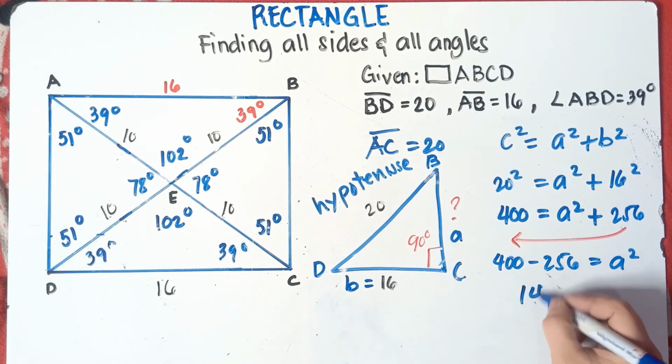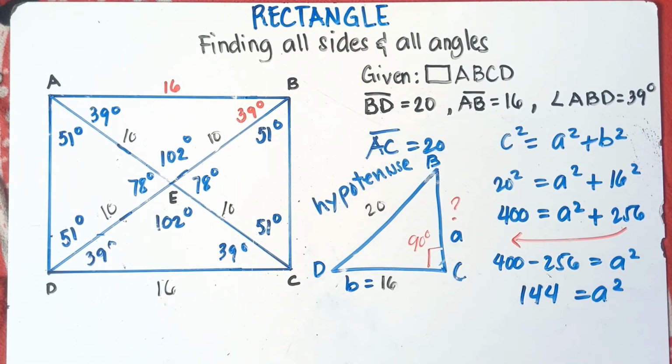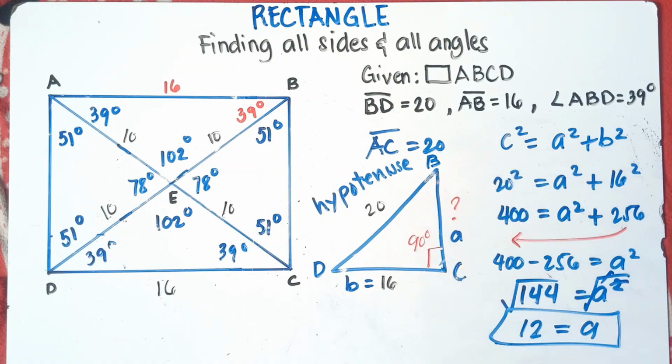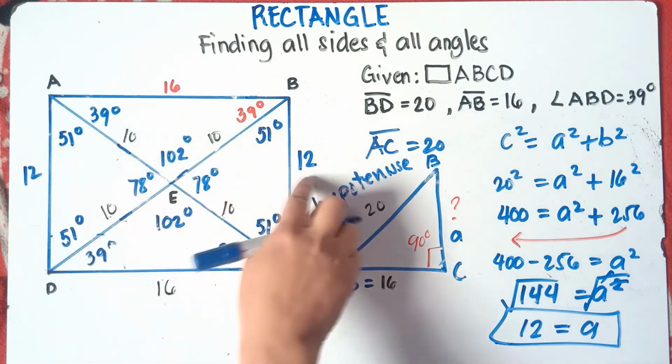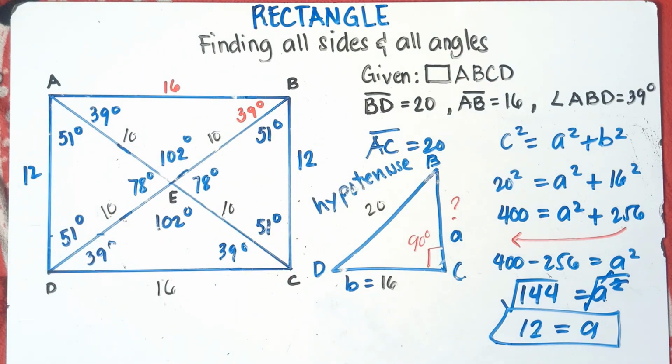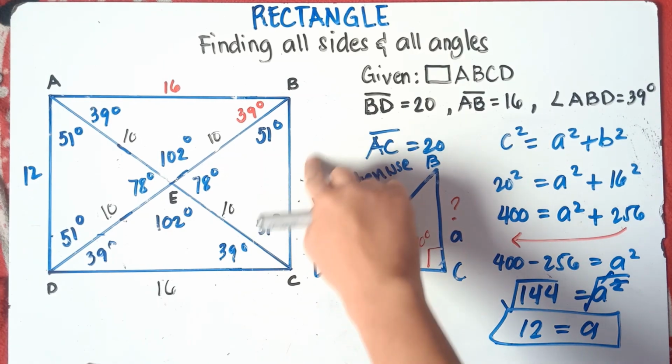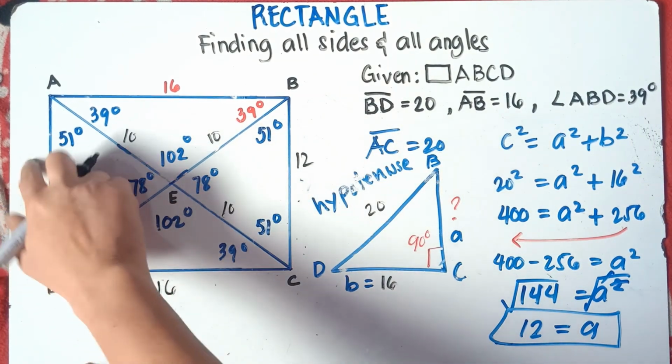Alright, so 144 equals A squared. And to get the value of A, you extract the square root of both sides. Cancel this out. And the square root of 144, that would be 12, because 12 times 12, that's 144. Equals A. That's it, class. This is our A. This is side BC. So therefore, BC is 12. And AD is also 12 because opposite sides are congruent. All set, class. So let me just write it in black for BC, 12, and then 12 for AD.